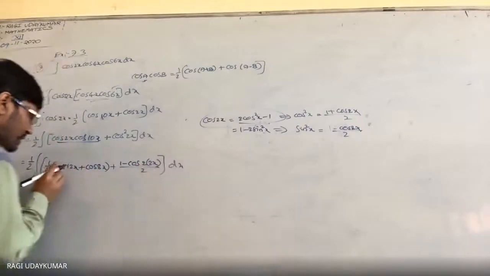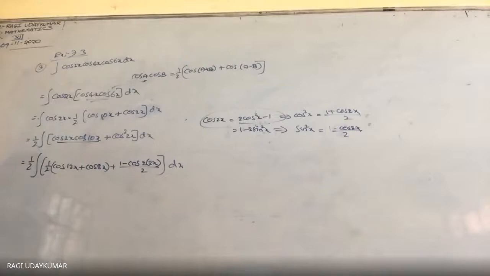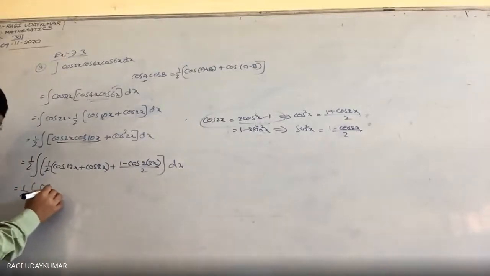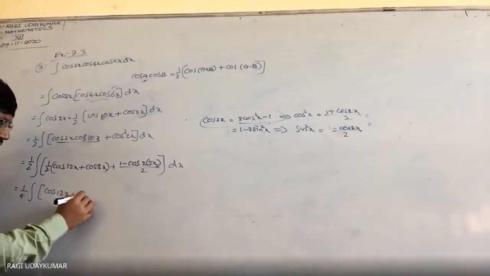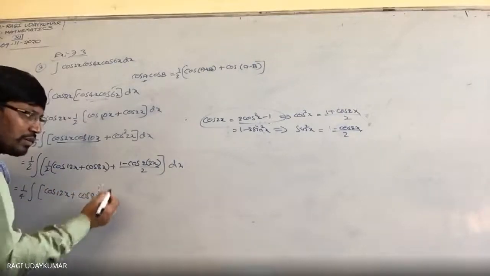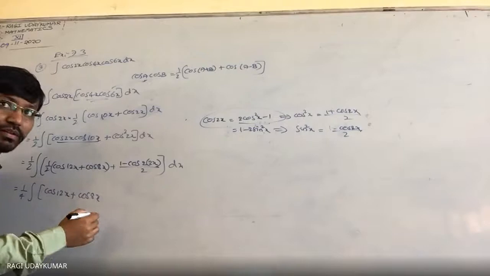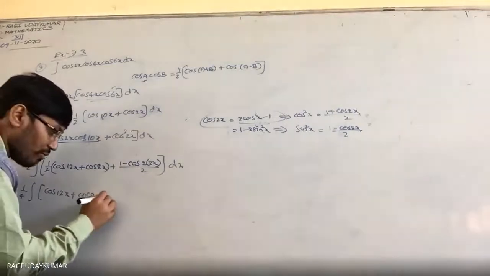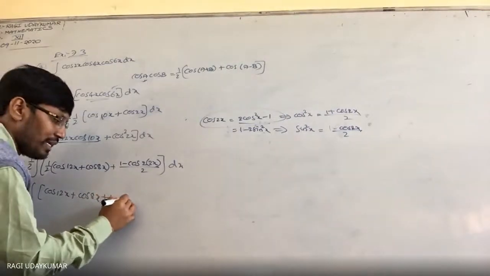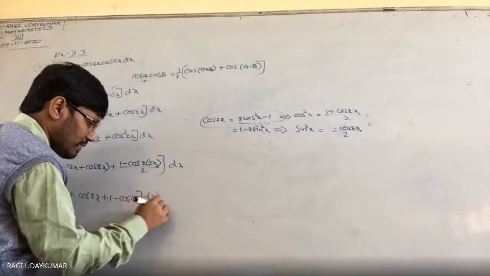So here by 2, there by 2. Completely taking out, 1 by 4 will come. So 1 by 4 integration of cos 12x plus cos 8x plus 1 plus 1 minus cos 4x dx. Now see, sum.